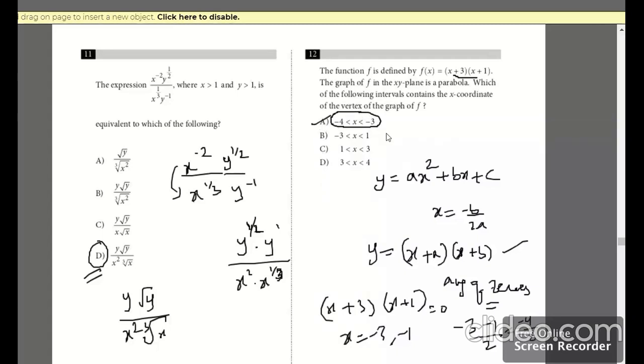Is it? No, it is going to be in option B, not in A. Because minus 3 less than x less than 1, whereas in this one we don't have, neither in this nor in this one, because they are positive. So negative 2 falls only in the B.